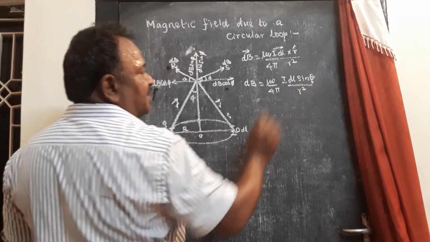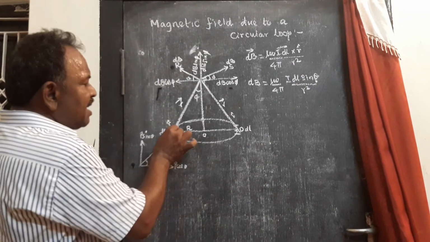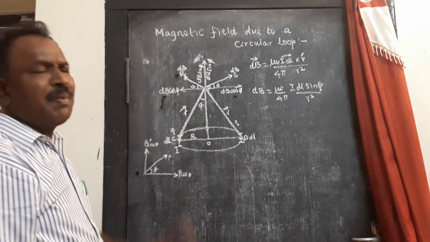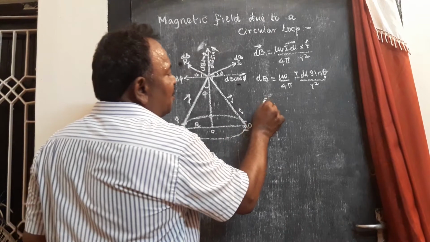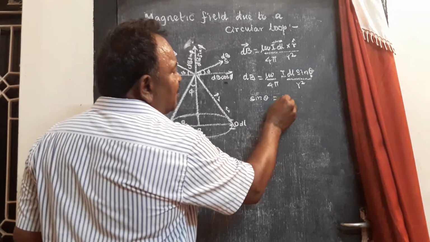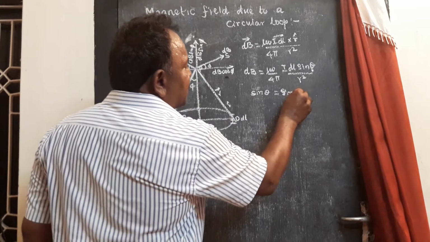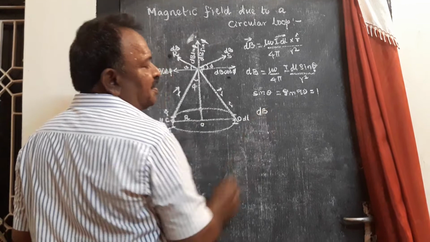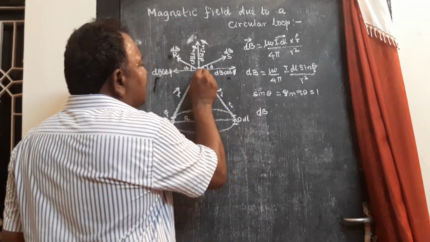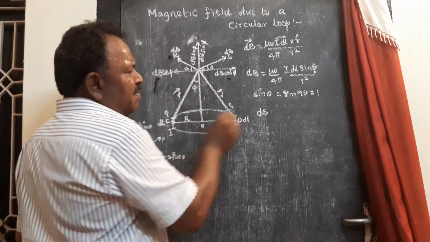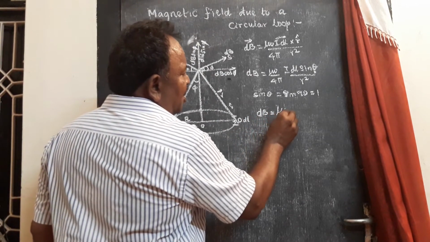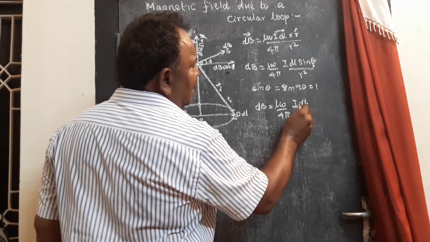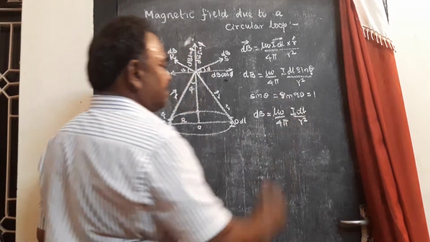Also, what about this theta? You see that this current element and the line joining to this point are perpendicular to each other. Therefore, sin theta is equal to sin 90, which is equal to 1. So the magnitude of the magnetic induction at the point P due to this element is equal to mu naught by 4 pi, I dl by r square.